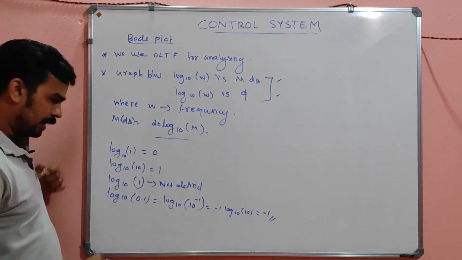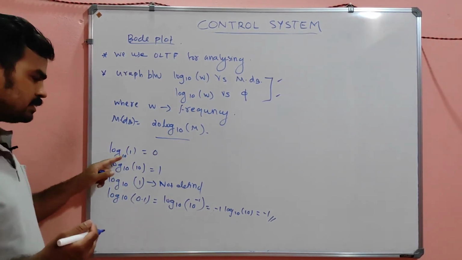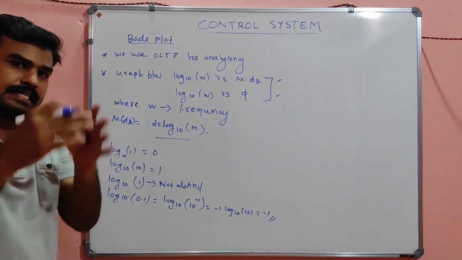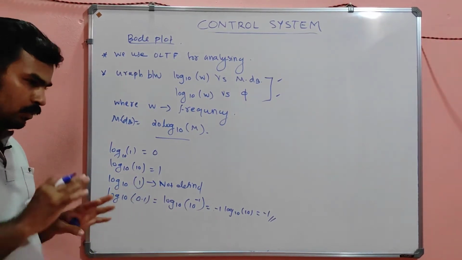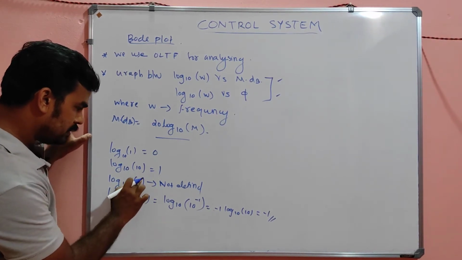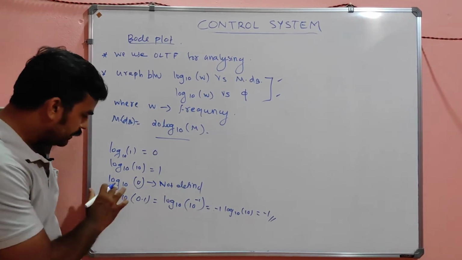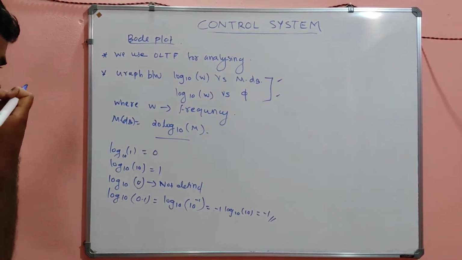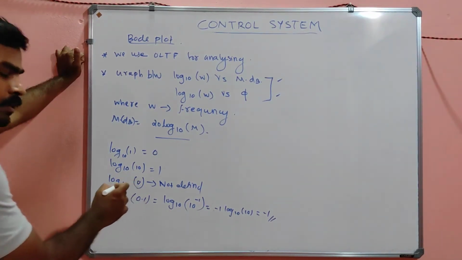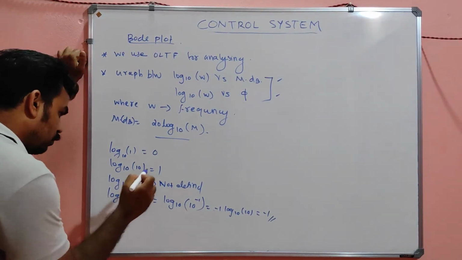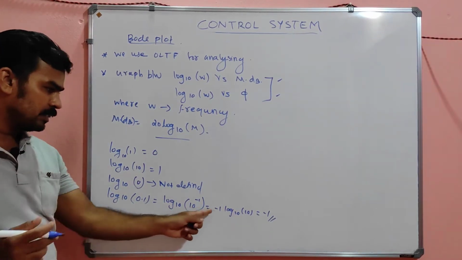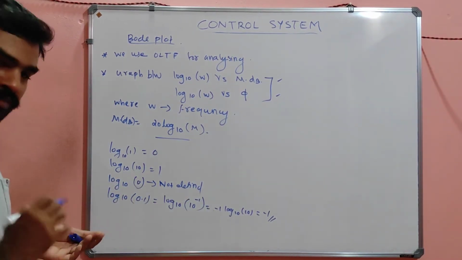So you have to remember these values, my dear. You have to remember log 1 is equal to 0. Always the base is 10. Log 10 to the base 10 is equal to 1, or log x to the base x is equal to 1. Log 10 to the base 0, sorry my dear, this is 0. Log 10 to the base 0 is not defined. Log 1 is actually 0, but log 10 to the base 0 is not defined. Log 10 to the base 0.1 is log 10 to the base 10 raised to minus 1, because 0.1 can be written as 10 raised to minus 1, which is equal to minus 1 log 10, and simply minus 1, my dears.